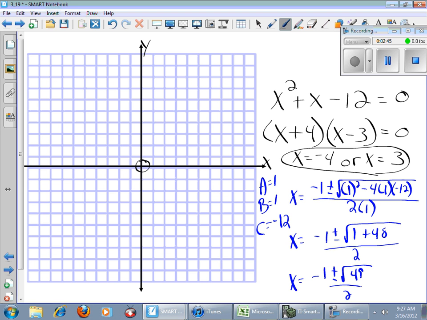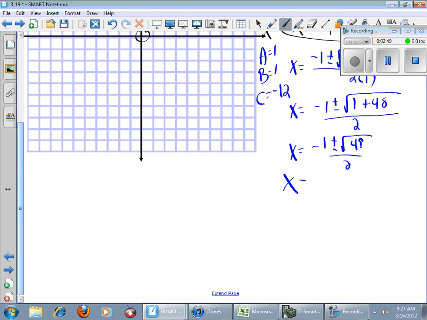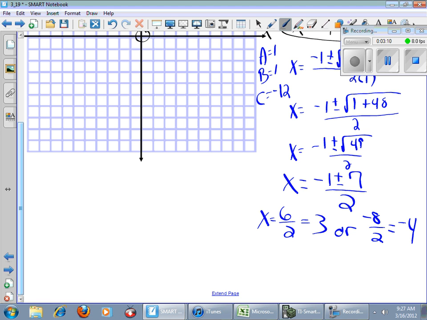And I'm running out of room. Then I'm going to get x equals negative 1 plus or minus 7 over 2. Negative 1 plus 7 is 6 over 2, which equals 3. Or negative 1 minus 7 is negative 8 over 2, which equals negative 4. And notice that's the same answer as I got when I did it by factoring. Okay? Now, I'm going to jump over to my graphing calculator here.